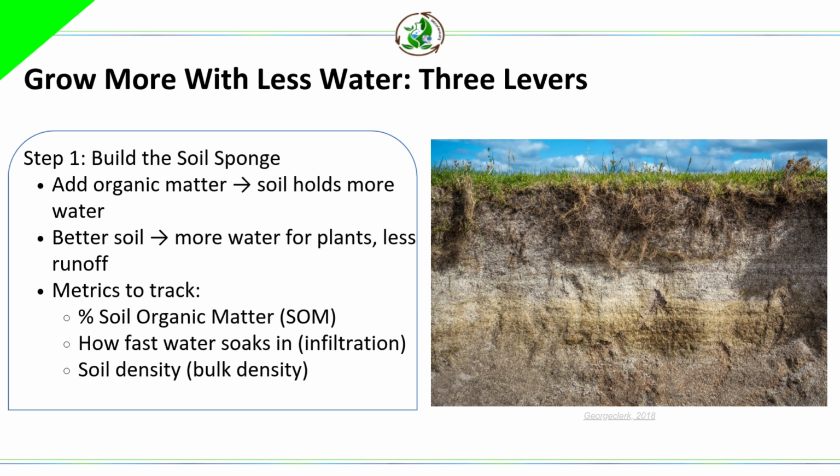Farmers track several metrics to see how healthy their soil is. Percent of soil organic matter, or SOM. How fast water soaks in, called infiltration. Soil density, also known as bulk density. By improving the soil sponge, farmers can make crops more resilient to dry conditions and save water while growing more food.